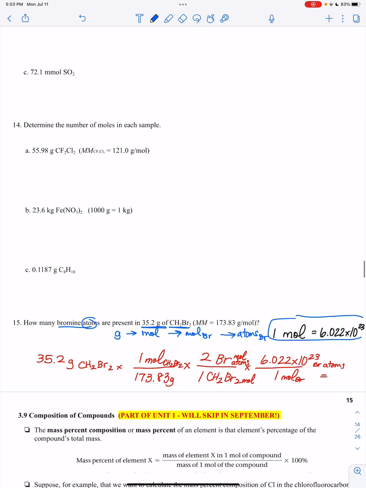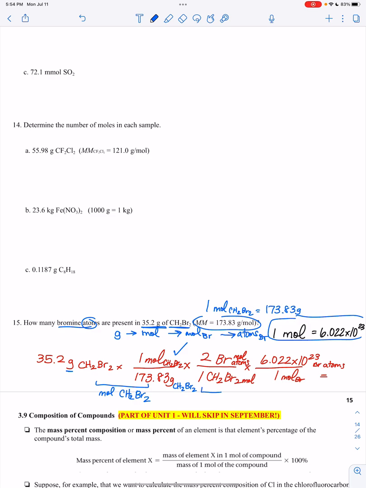So look at my work here. This is why dimensional analysis and this conversion factor method is super helpful. I started with 35.2 grams of CH2Br2. Whatever I start with goes on the bottom. Grams of CH2Br2, and I put mole on top. That's a conversion factor I have. 1 mole of CH2Br2 is 173.83 grams. And so, boom, there you go. Oops, that was erasing. This first step here helps me get moles of CH2Br2.